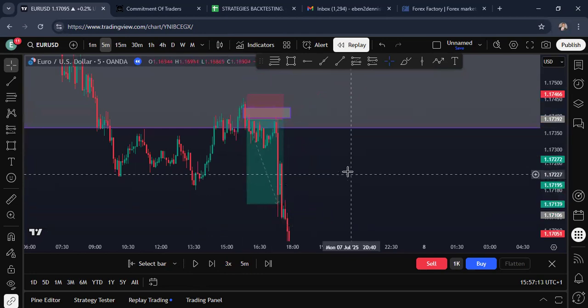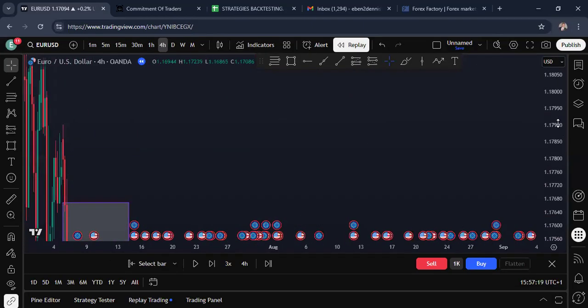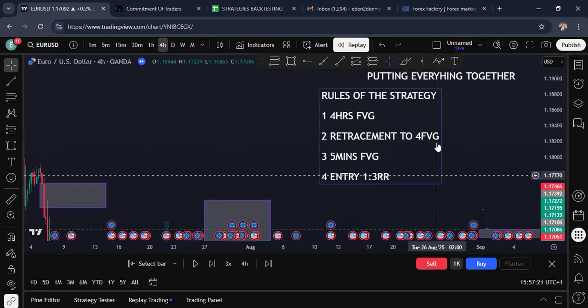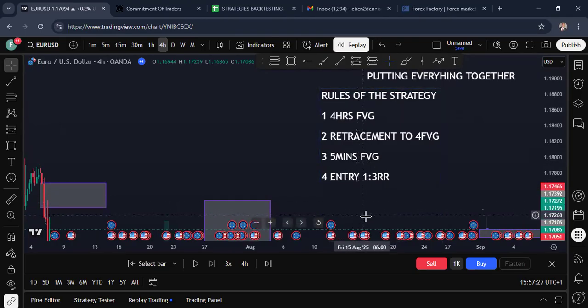So this is how simple this strategy is. All you need for this strategy is just a 4 hours average. You wait for a retracement back to the 4 hours average. After the retracement, you go to the 5 minutes time frame and look for an average to form, and then you make your entry on the average. You 1 is to 3.